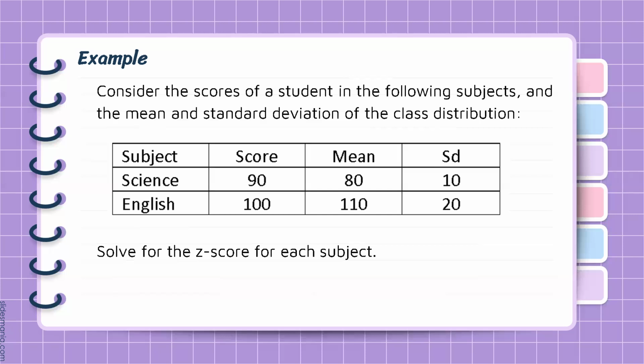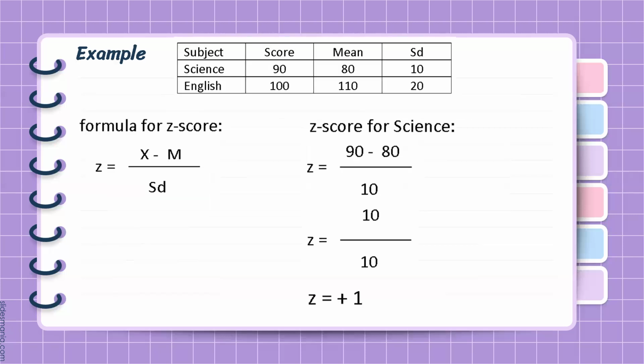So let's solve the z-score for each subject. The raw score of the student in science is 90, and the class mean is 80, and the standard deviation is 10. So to solve for the z-score, we have 90 minus 80 divided by 10. That will be equal to 10 divided by 10, which is equal to positive 1. So the z-score for science is positive 1.